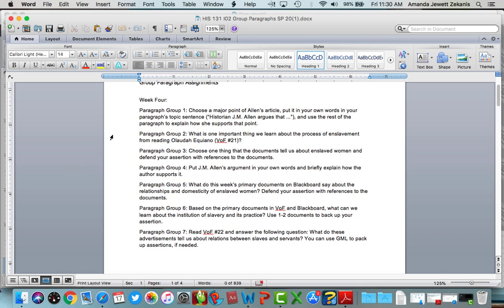So the number of your group matches up with the number for your question. For example, we're going to read an article. It's pretty short, like 6 or 7 pages, on infanticide in week four, because we're talking about slavery in week four, and we're going to talk about infanticide as a form of resistance to slavery.